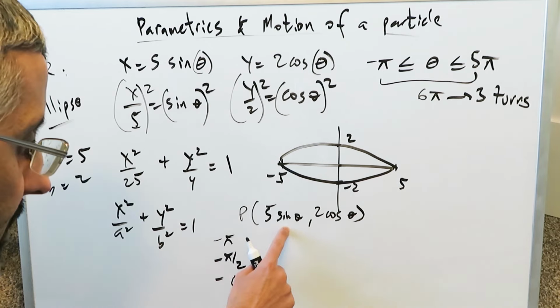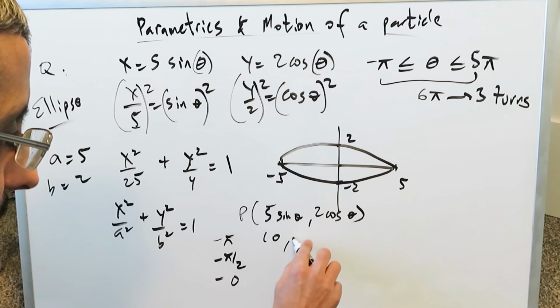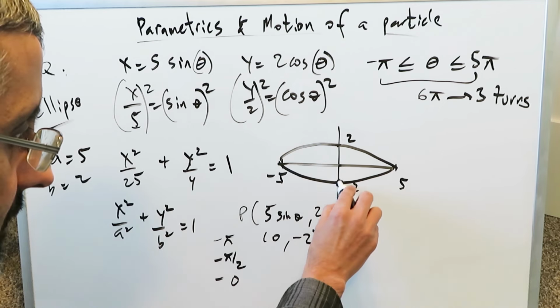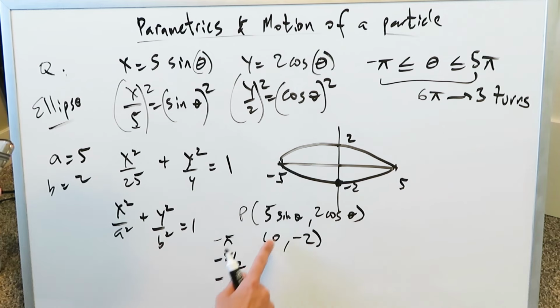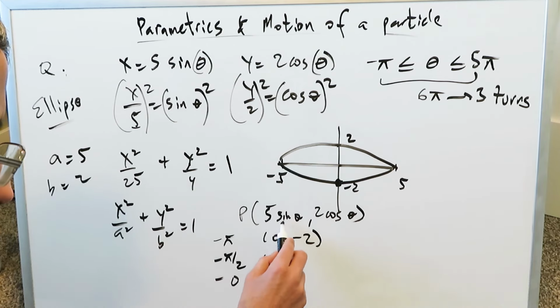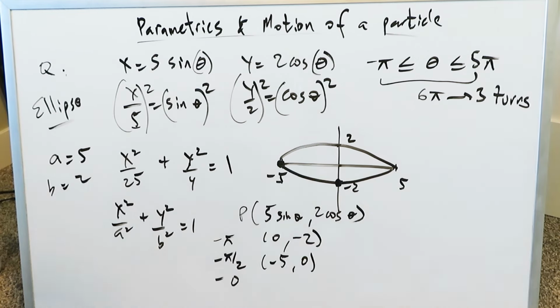When I'm putting minus pi over here, I'm going to get a 0, comma, I'm going to put a minus pi over here, I'll get a minus 2. 0 comma minus 2 will represent the first point of that very first turn, which is going to start. When I put a minus pi over 2, I'm going to get a sine of minus pi over 2 with that 5 is a minus 5, but I'll get a 0. Minus 5, 0, that's my second value.